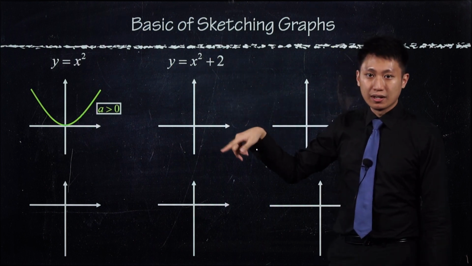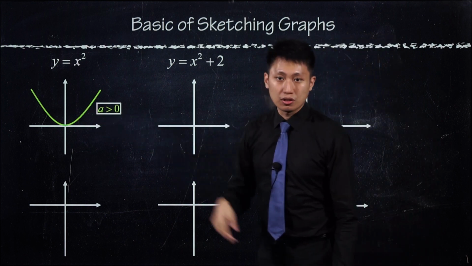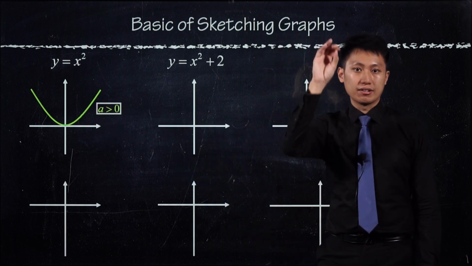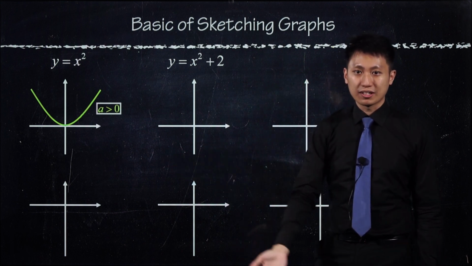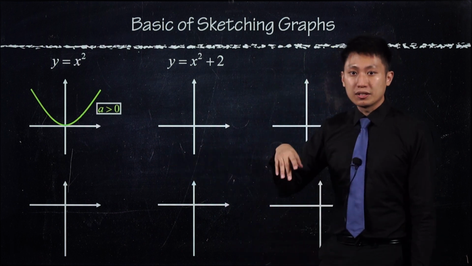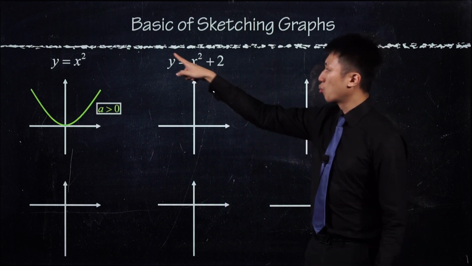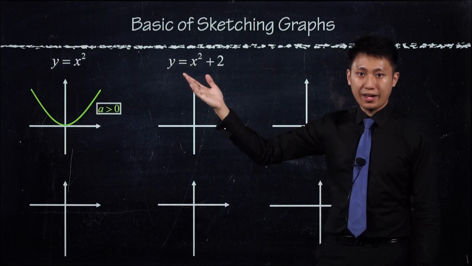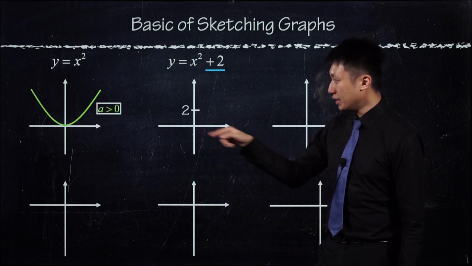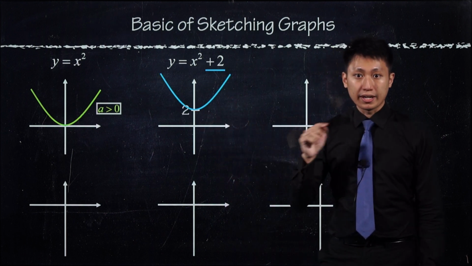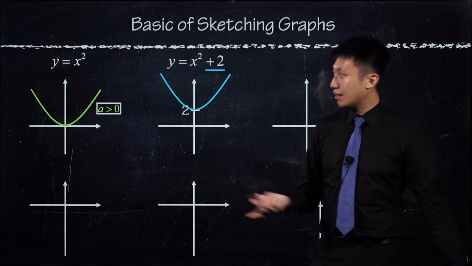Adding another 2, right? So what do you think the graph should look like? It's about shifting: shift up, shift right, shift left, or shift down. It should be shifting up, because y already has 2 added. So it should shift up by 2, then you should be doing this. If you don't get it, how about this?